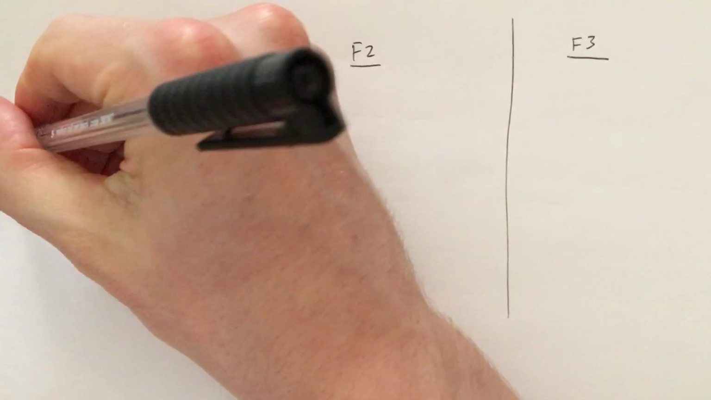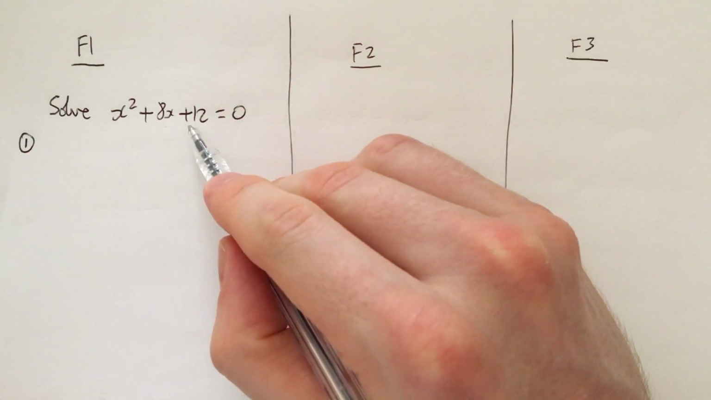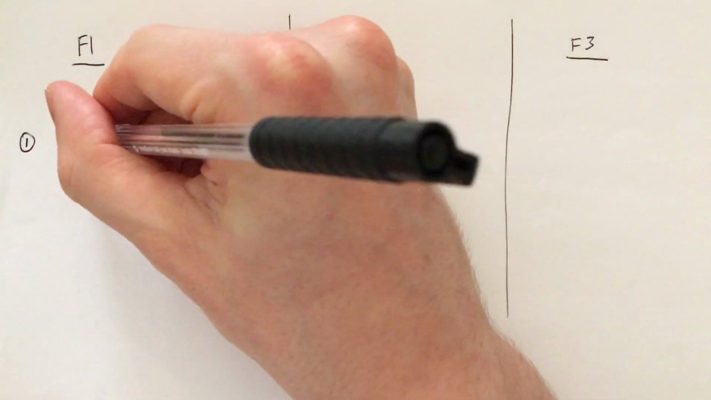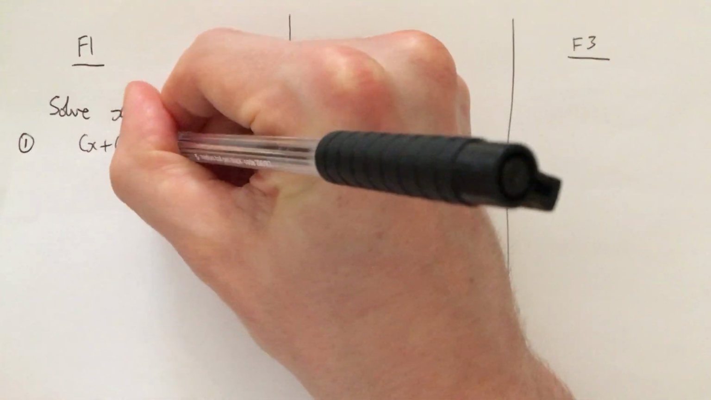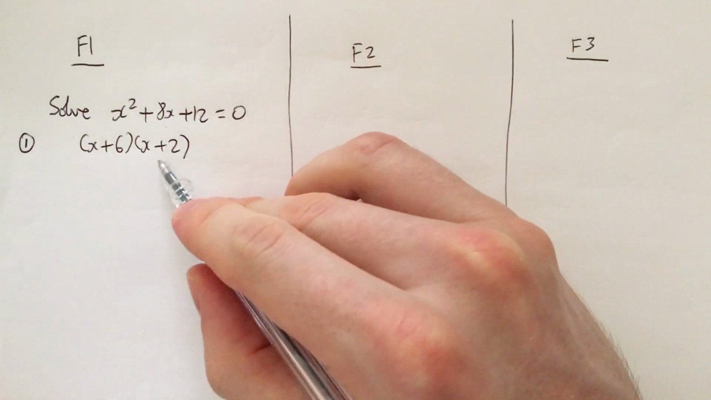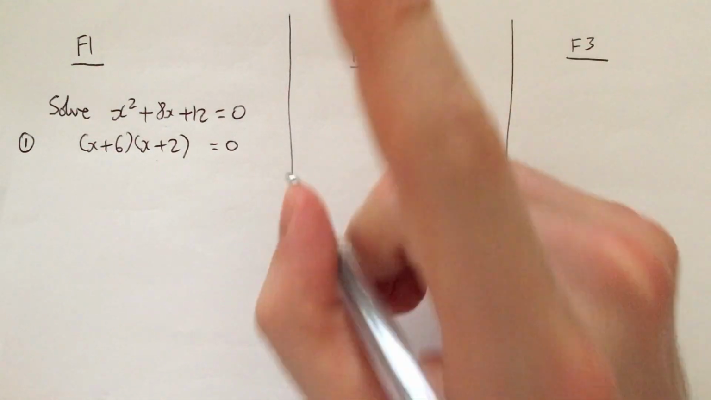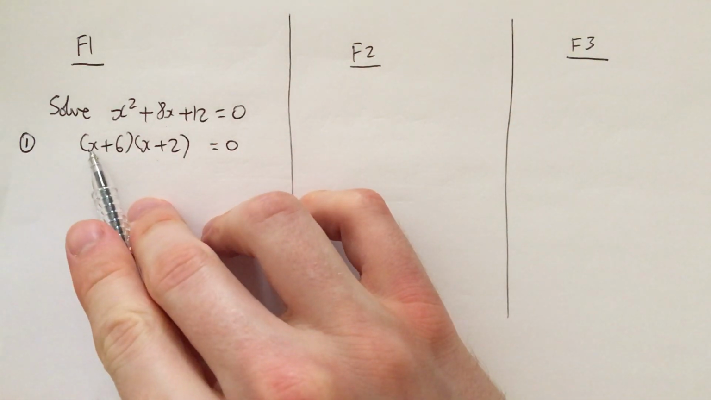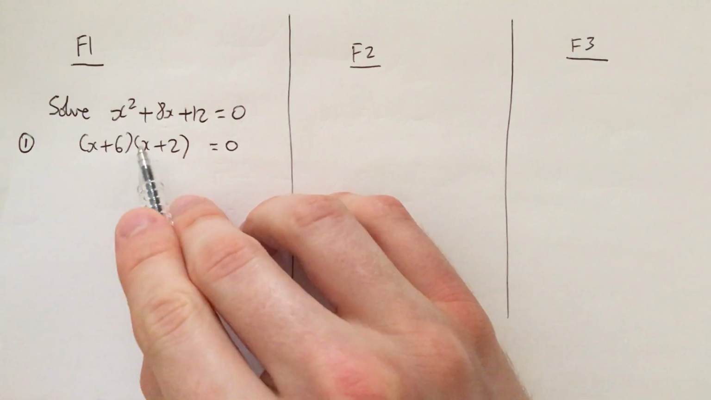So step number 1, when you see a quadratic like this, can I factorise it? Yes, two numbers, so it'd be (x + 6)(x + 2). Okay, so that's factorising it. But remember, we're solving it, so we equal it to 0. Now, this is the important part here. I now separately look at this, and I separately look at this.